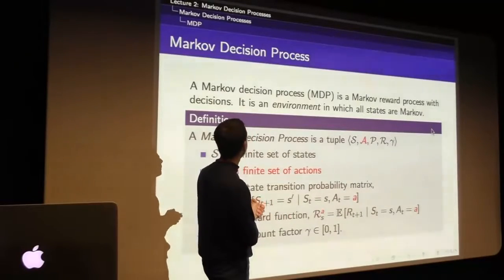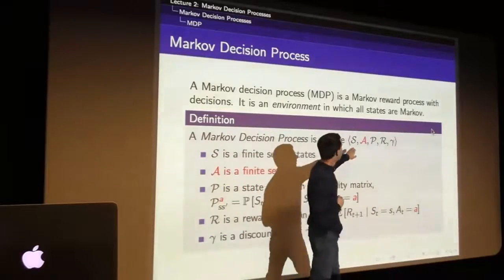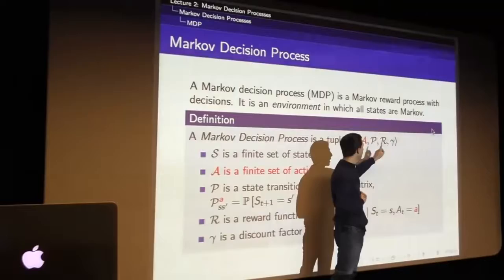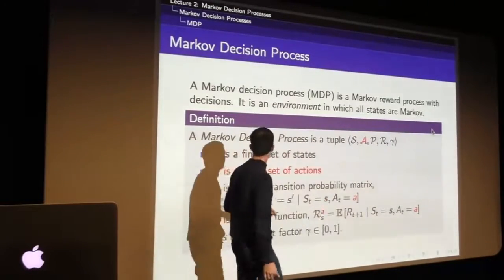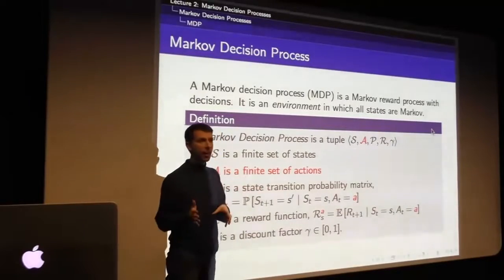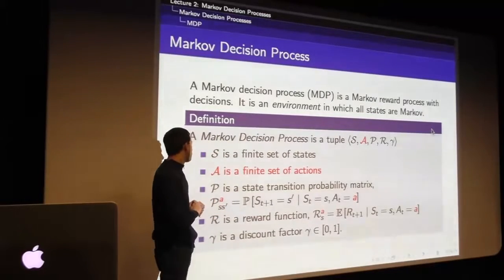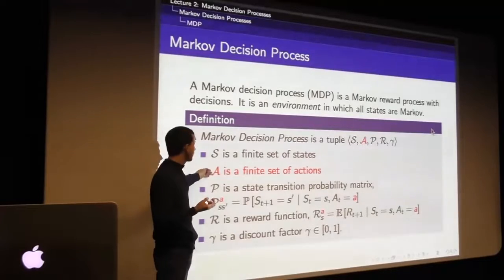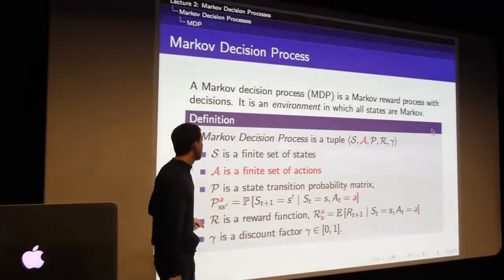Let's introduce decisions. So what we're going to do now is basically take our Markov reward process, which was a state space, transition matrix, reward function, and discount factor. We're going to add in one more component, which is the action space. So A is now a finite set of actions. In the extensions to the class, you'll see how this can be made continuous or infinite. But for now, we'll consider the simplest case. This is a discrete set of actions, finite size.